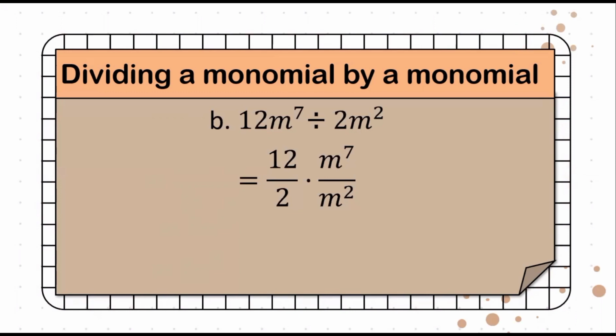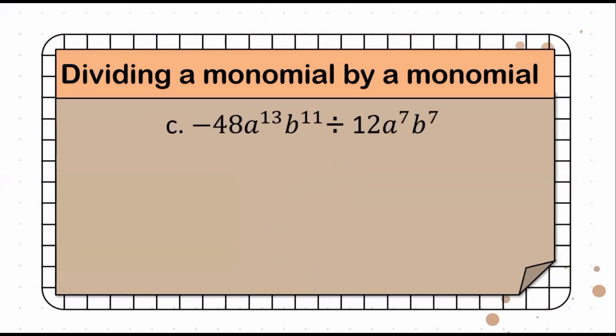So that will give us now 12 divided by 2 is equal to 6, and then m raised to 7 divided by m raised to 2. Get the difference of the exponents. So m now is equal to 5. So our final answer would be equal to 6m raised to 5.